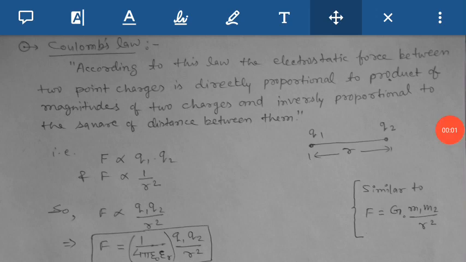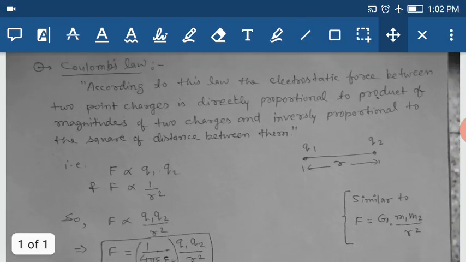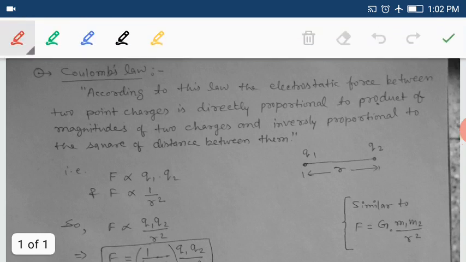Hello students, I hope that you all have completed the first topic which was based on the properties of charges, quantization of charge and friction, electricity, etc. So the next topic of physics 12th is Coulomb's law. Coulomb's law is actually the law basically given for the force acting between two electric charges.